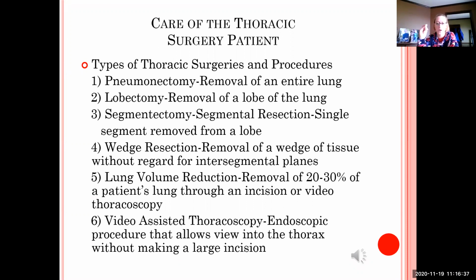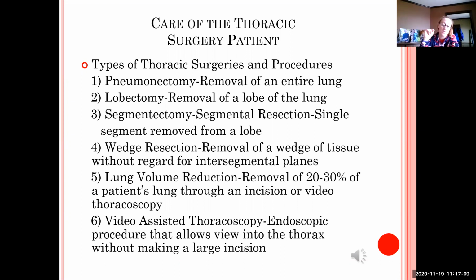Lobectomy is just removal of a lobe of the lung. Segmentectomy, or segment resection, is when a single segment of the lobe is removed. Wedge resection is removal of a wedge of tissue without regard to those intersegmental planes. They might do this if there's an area, like a node, that needs to be removed. Instead of removing an entire segment, they just remove that portion with disregard to the segments.